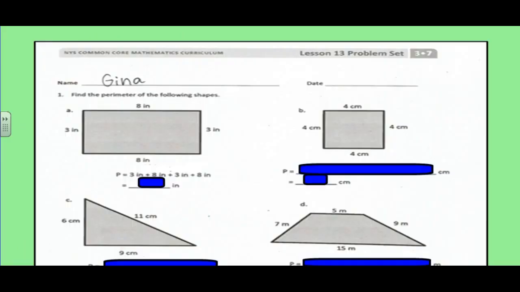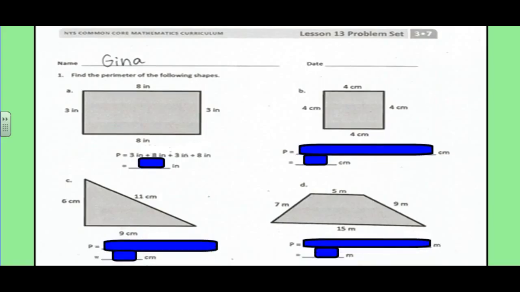Okay, so make sure you have out your problem set. This problem set, all of the side lengths are already there for you, and this is going to be pretty much just like what we did on lesson 12, where we have to add all of the side lengths together to find the perimeter. It's just this one won't take as long because you don't have to measure the side lengths. So feel excited about that, because measuring side lengths does take a little while, especially when you have a lot of them to measure.